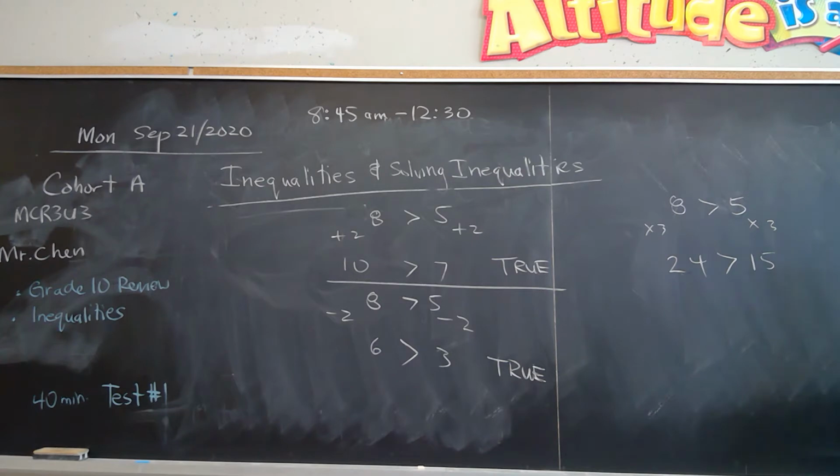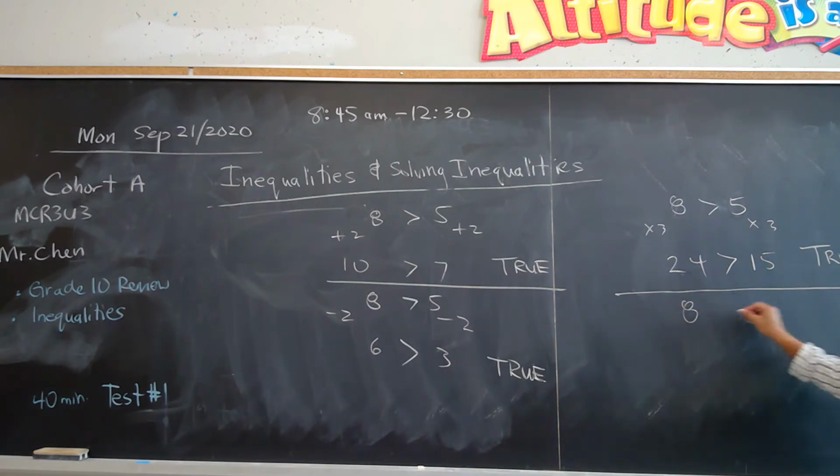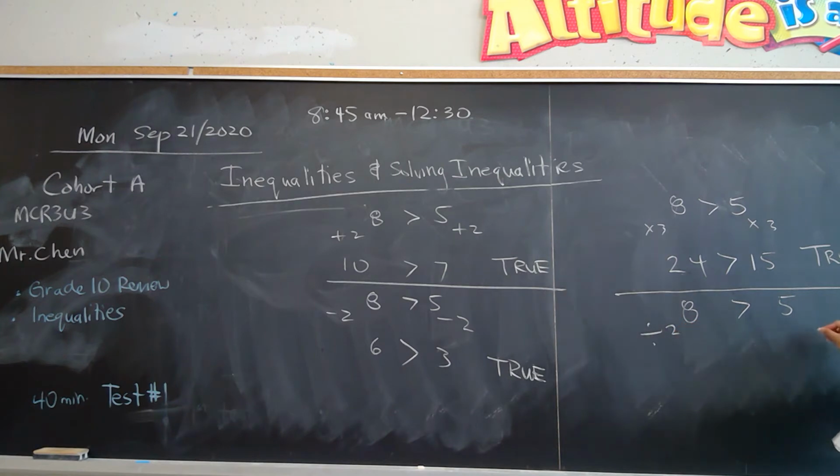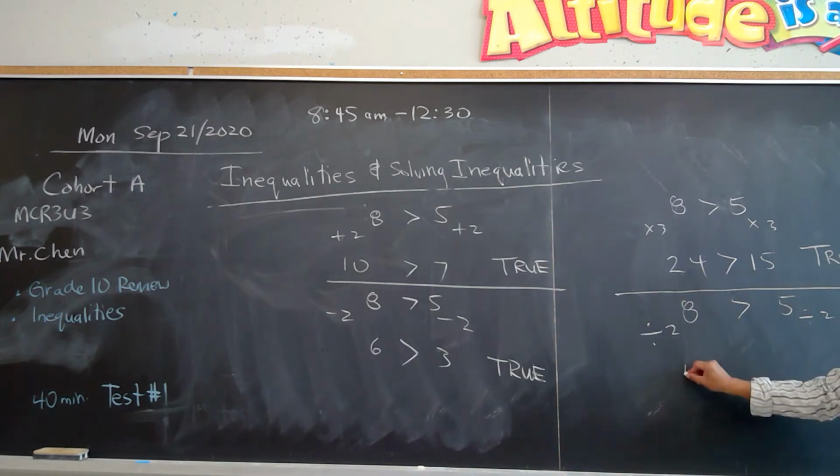And I think you still agree that this is still the same, right? Everyone see what we're trying to do? This is still true. Thank you, Bridget. And divide both sides by 2. So we're going to take 8 is greater than 5, and we're going to divide by 2. Any volunteer want to give us the answer for this? Really easy. Saba? 4 is greater than 2.5.